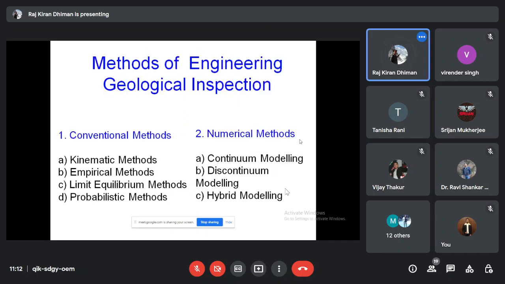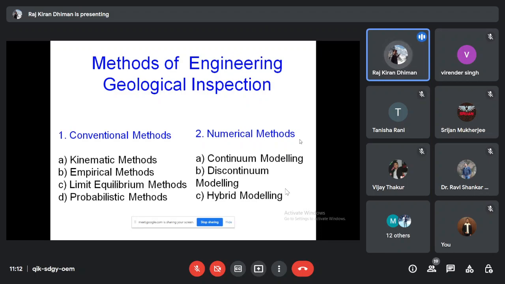So in engineering geology, if I have to condense all the methods that are being used, there are broadly two categories.